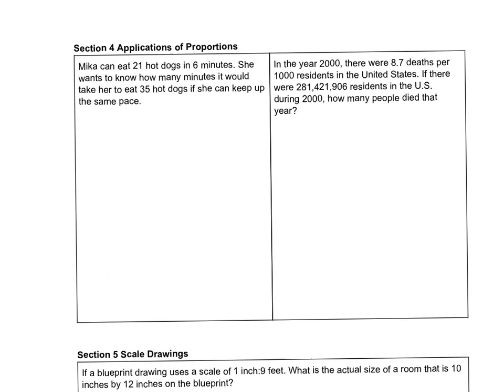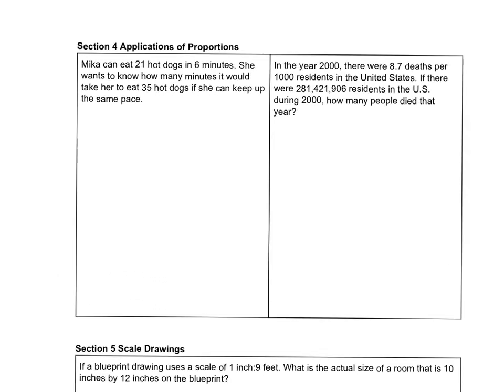So in Section 4, we were setting up proportions to solve word problems. Micah can eat 21 hot dogs in 6 minutes. She wants to know how many minutes it would take her to eat 35 hot dogs if she can keep up the same pace. So we have 21 hot dogs in 6 minutes.